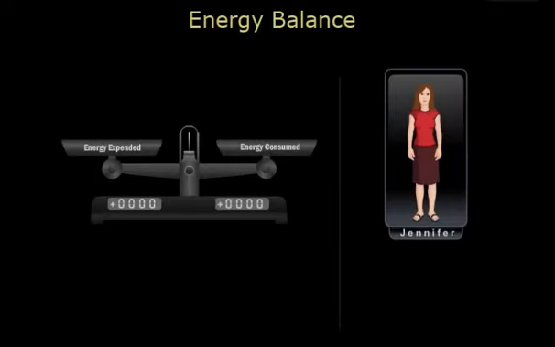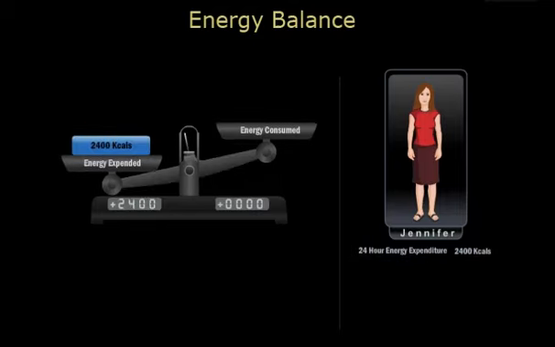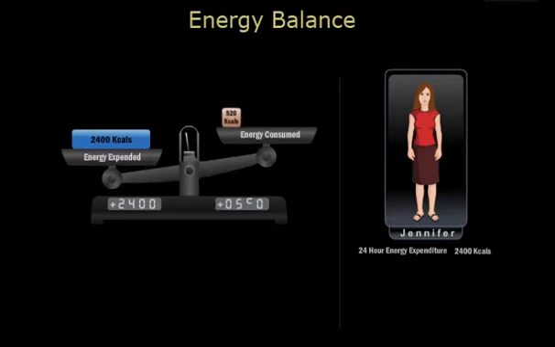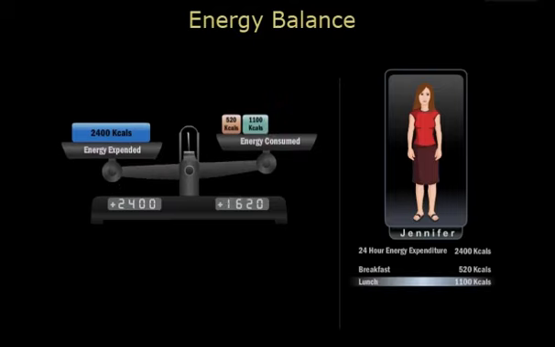Now let's look at the energy balance of Jennifer, also a healthy 16-year-old with an active lifestyle. Her body uses an estimated 2,400 kilocalories of energy per day. At breakfast, she consumes 520 kilocalories from food and beverages. At lunch, she consumes 1,100 kilocalories.